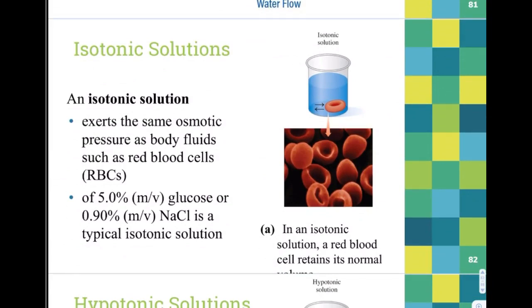Isotonic means the same as your cells. And so in an isotonic solution, this is what your red blood cells look like. It does normal red blood cells, water flowing in and out at the same rate. Here are some percentages for isotonic solutions. I've also given you something called an osmolarity on your equation sheet for an isotonic solution, but we won't be using that. I'll replace that with the 5 and the 0.9% if you need it.